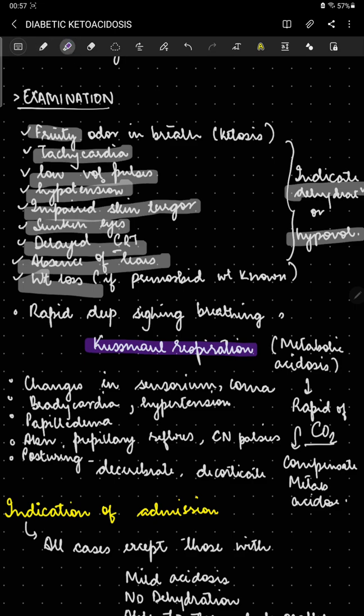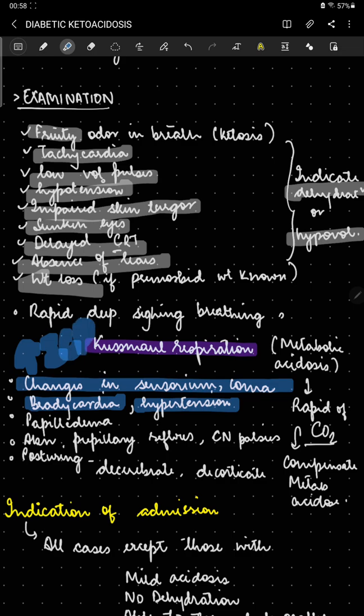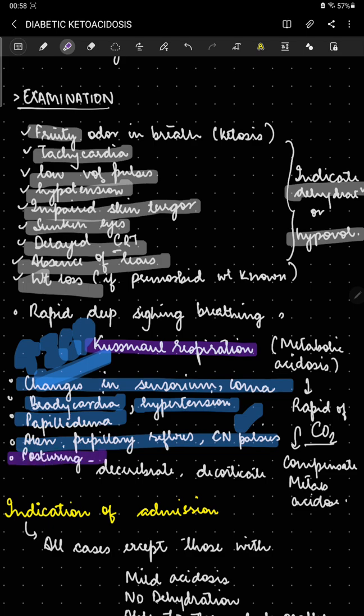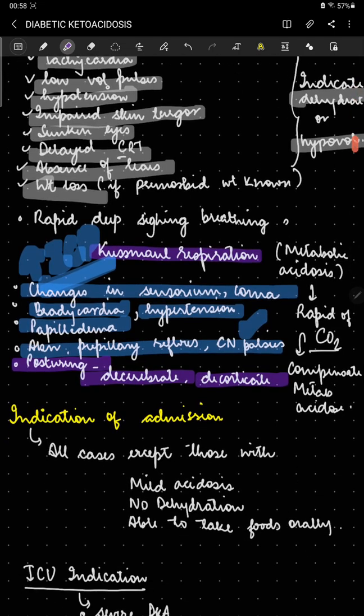Also, you have to be very cautious about any change in the sensorium, any bradycardia or hypertension, as these are signs of raised ICP; any papilledema, any abnormal pupillary reflex or cranial nerve palsies, again signs of raised ICP; or if there is certain posturing. This posturing can be both decerebrate or decorticate, right?